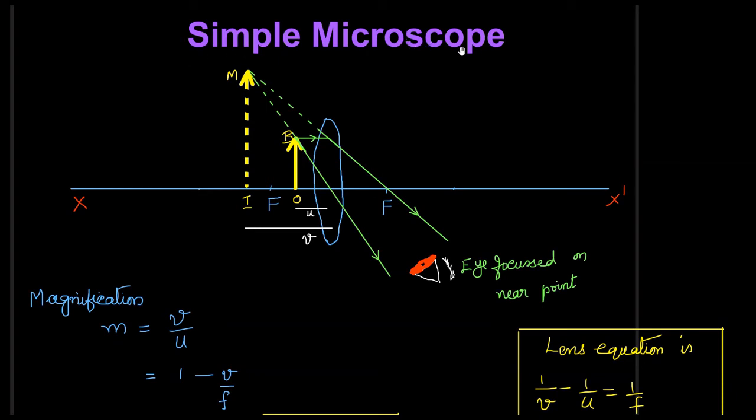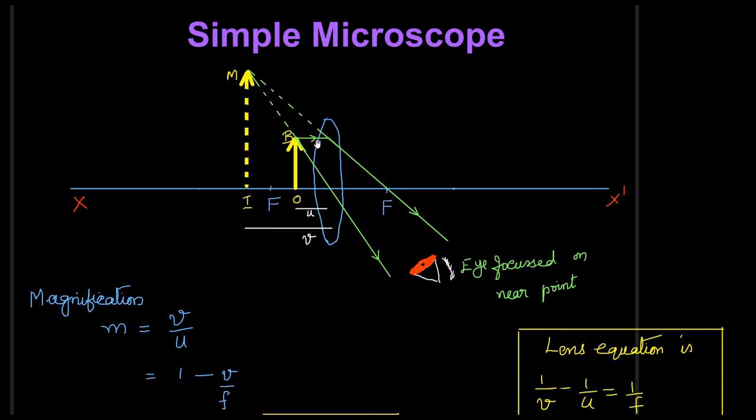Simple microscope. Look at this ray diagram. This is a double convex lens. X dash represents the principal axis. F is the focus of the convex lens. OB is the object which is placed within the optic center and focus of the convex lens.